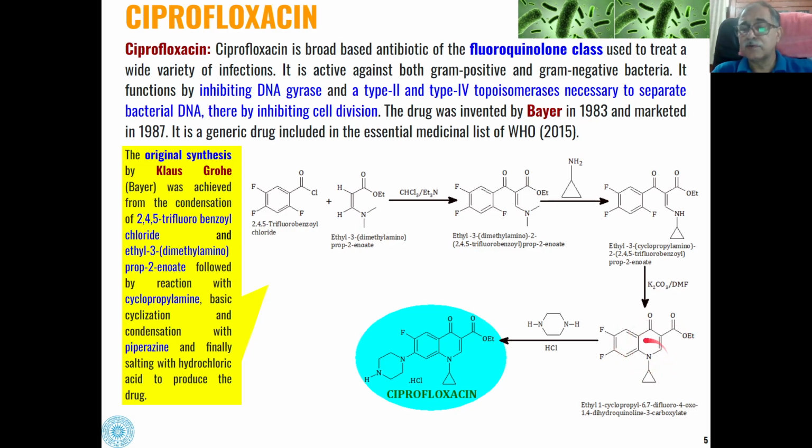dihydroquinoline derivative is formed, and this quinoline derivative then reacts with the piperazine in presence of HCl. Here the substitution will take place with the elimination of F from here and H from one of the nitrogen on piperazine, and we will get ciprofloxacin hydrochloride as the product. So this was the first industrial method to synthesize ciprofloxacin, which is very commonly used as an antibacterial agent.